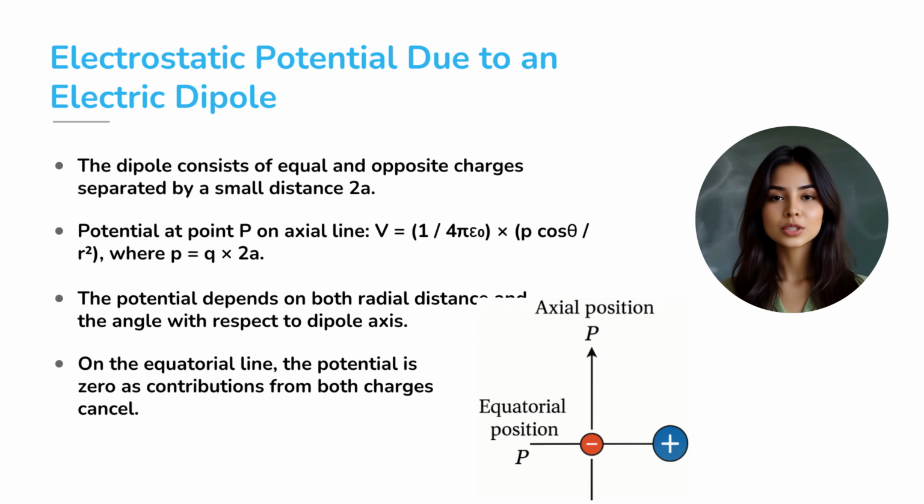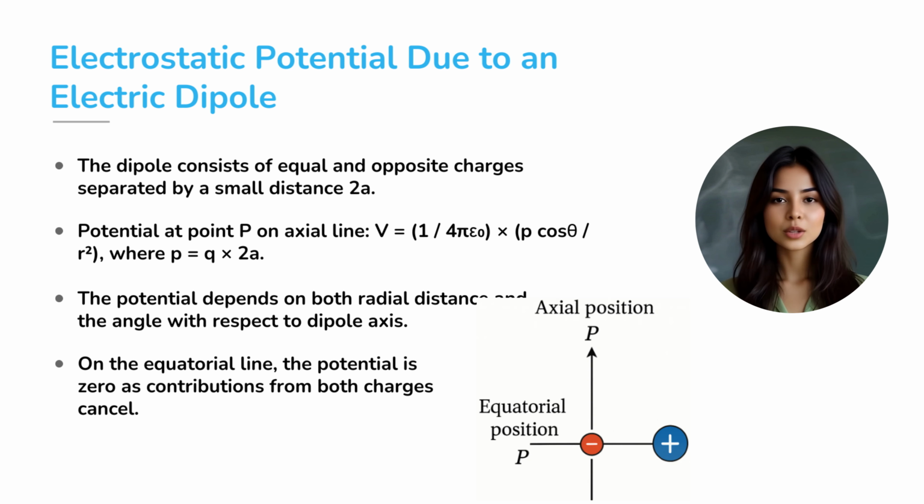Now comes one of the most interesting and elegant charge systems in electrostatics, the electric dipole. Imagine placing a positive and a negative charge, equal in magnitude, but separated by a small distance, say 2a. That's a dipole. Now we ask, what's the potential at some point in space around this dipole? Here's the key equation. V equals 1 by 4 pi epsilon naught multiplied by p cos theta over r squared, where p is the dipole moment, given by q times 2a, r is the distance from the center of the dipole, and theta is the angle from its axis.